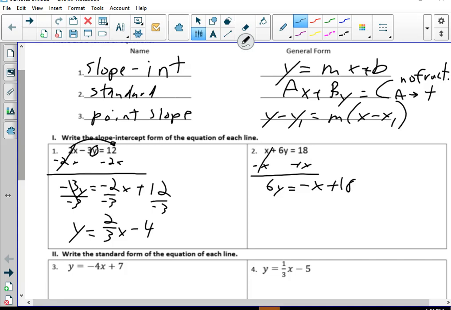And now we're going to divide by 6, correct. Which gives me y equals negative 1/6, because there's a 1 up here, x plus 3. So that means I begin at 3 if I was graphing this, and I would either go down 1, right 6, or up 1, left 6, depending on where I put the negative, top or bottom.